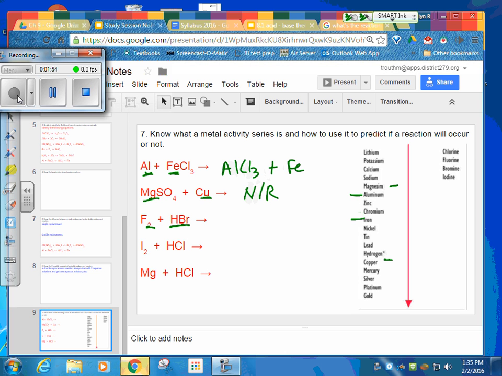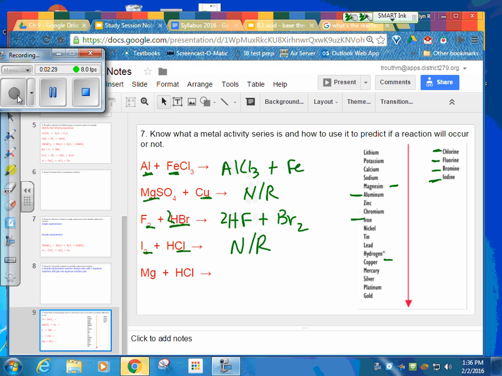So when I look, I need to see, is fluorine more reactive than bromine? And it is. So I would expect this to form HF and Br2. And if I go ahead and balance it, I would put a 2 here, a 2 here, for the balanced equation. I2 and HCl is going to be similar. Iodine is looking to bump chlorine off. If I look, iodine is not more reactive than chlorine, so this will not happen.